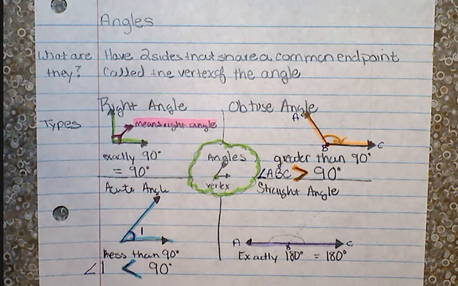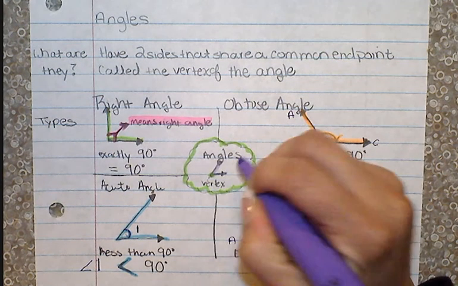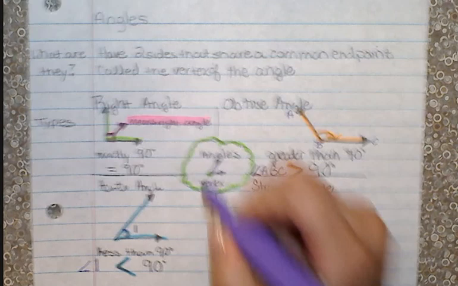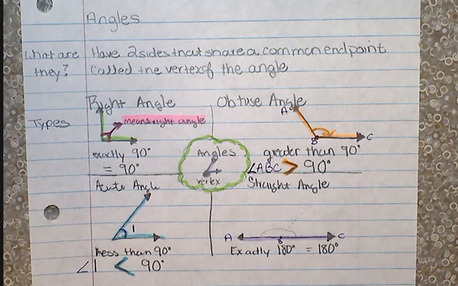Okay, so today we're going to talk about angles. Angles? What are angles? Well, angles have two sides. How many sides do they have? Two. We got two sides. One, two. Okay, and they share a common endpoint, which is called the vertex. It's called the vertex. Okay, so let's talk about the different types of angles.